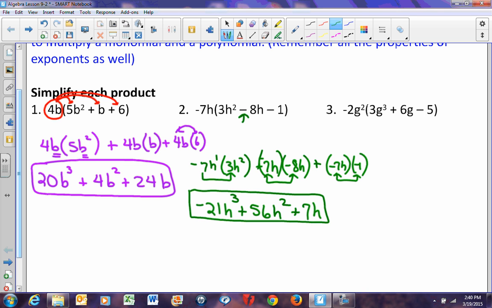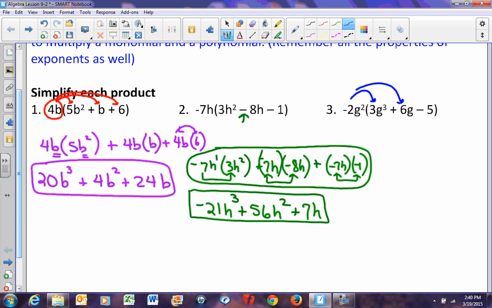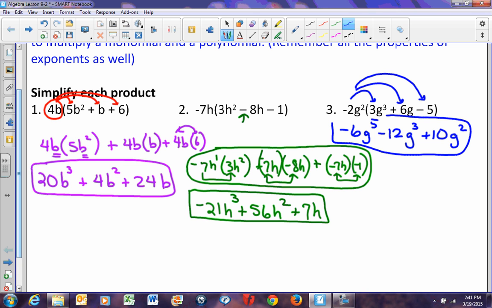Eventually, you'll be able to do this without this middle step right here. You should be able to just distribute and figure out your answer. I'll do that in this third problem here. I'm going to multiply all the way through without writing out the middle steps. So I'm going to have negative 2 times positive 3, which is negative 6. g to the second times g to the third is g to the fifth, because we add the exponents. Negative 2 times negative 6 is negative 12. g to the second times g to the first is g to the third. Negative 2 times negative 5 is positive 10. And there are no other g's, so g to the second. Eventually, you should be able to do this, hopefully soon, hopefully within the first couple of problems that you do.